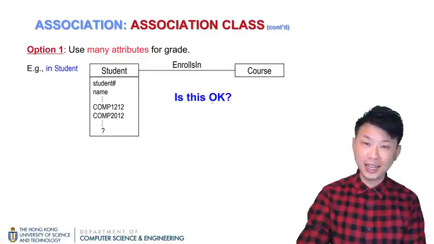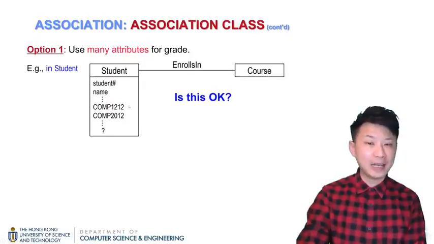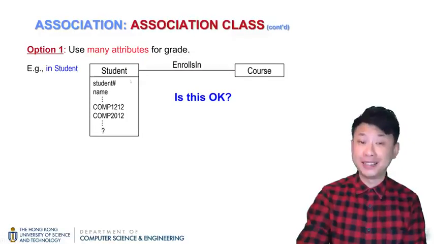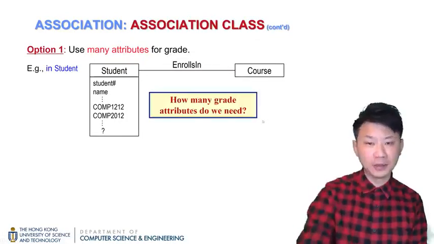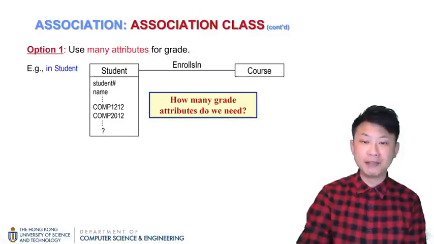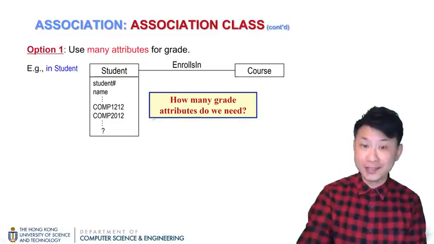Is this okay? No, this is not okay, because we don't know exactly how many attributes we need for a particular student. So this is the problem. We don't know how many grade attributes we need for each student.